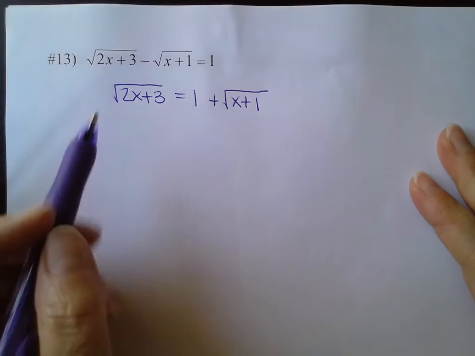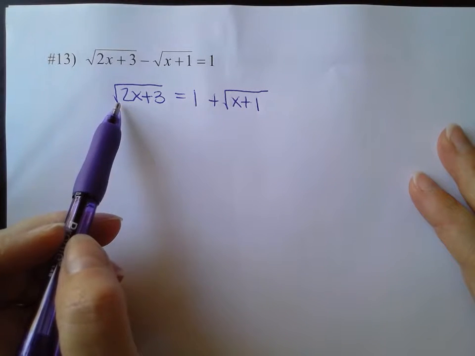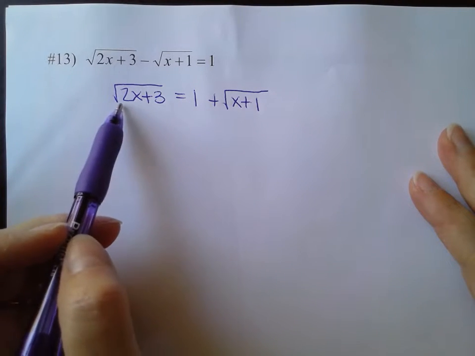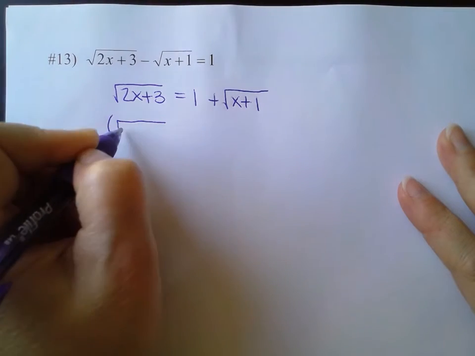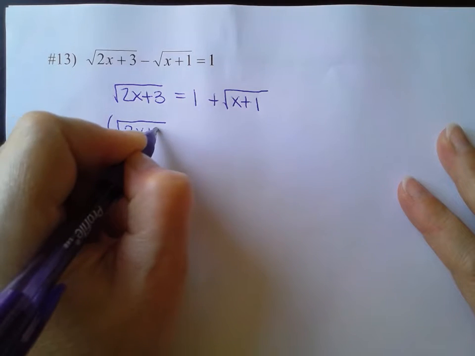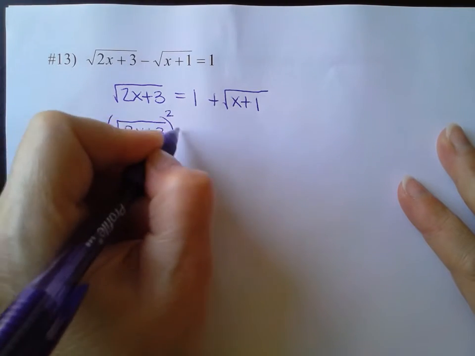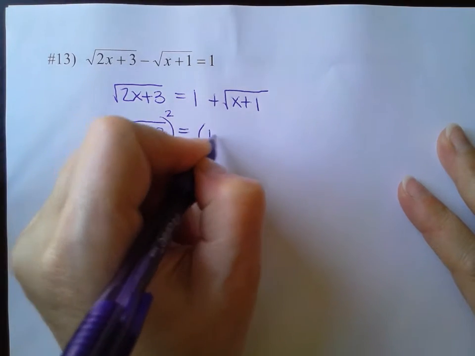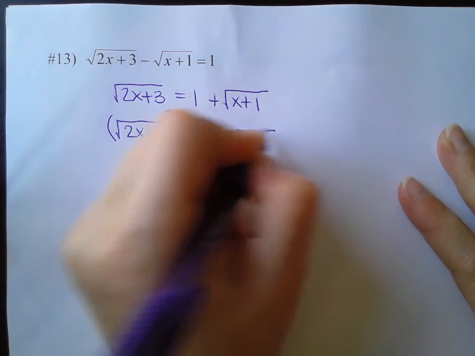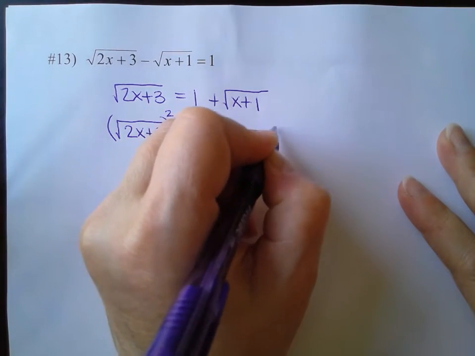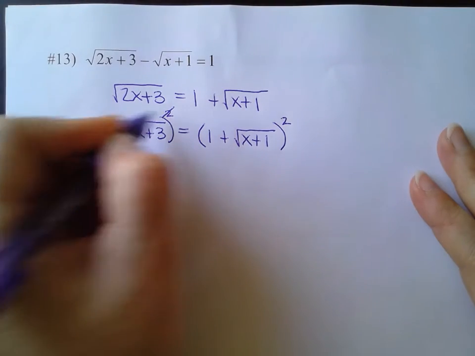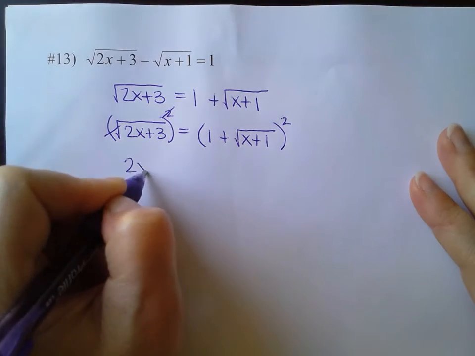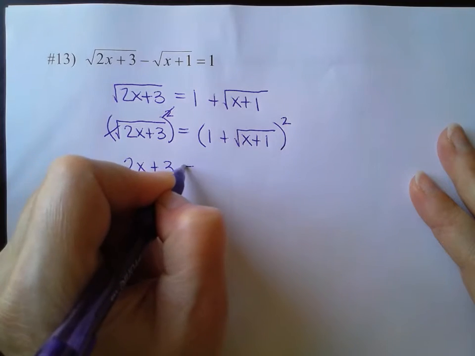Now, just like before, because I've isolated this one, I'm trying to remove this square root. So I'm going to apply a power to both sides. And since it's a square root, I'm going to square it. And I'm going to square the right-hand side all together as a unit. On the left, the square and the square root are going to cancel each other out.